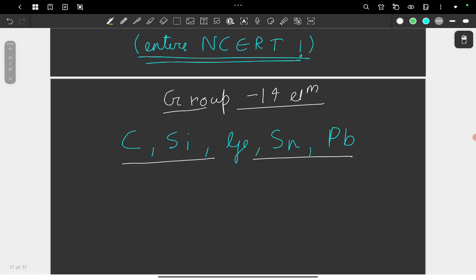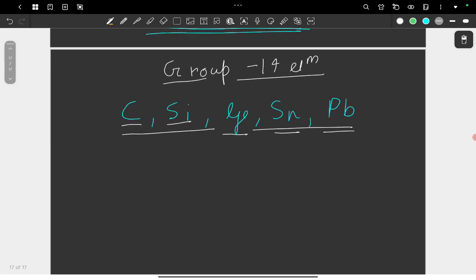Today we are going to learn about the Group 14 elements of the periodic table. What are the Group 14 elements? They are carbon, silicon, germanium, tin, and lead. You have to remember these, of course. So let's start with the basic facts which you have to remember. Like they should be written on your heart.